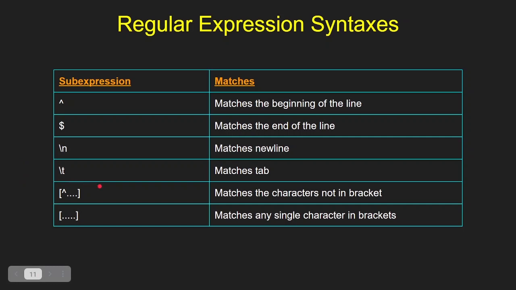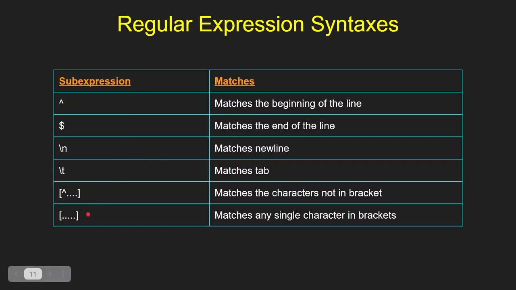Next is slash t. Slash t is used to match a tab space. Suppose there is A, then tab, then B. So to match this, we will use slash t. Now see this guys, if in square bracket we are using this negation symbol, then it means matches the character not in bracket. But if we use it without a square bracket, then its meaning changes and then it becomes beginning of the line. Okay, this is the important point.